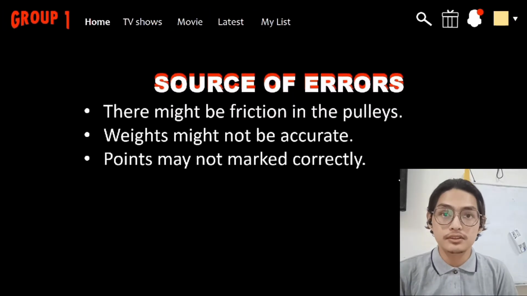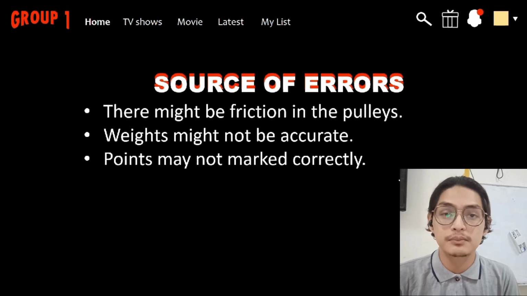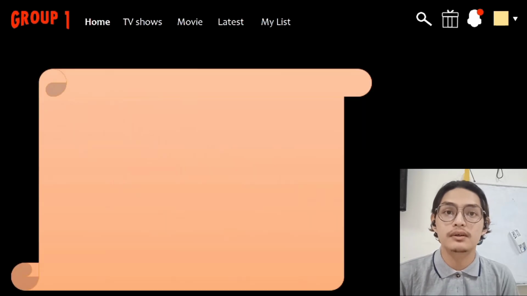So there are a few sources of error in this experiment. The first one is that there might be extra friction in the pulleys. The weights might not be accurate and the points may not be marked correctly.